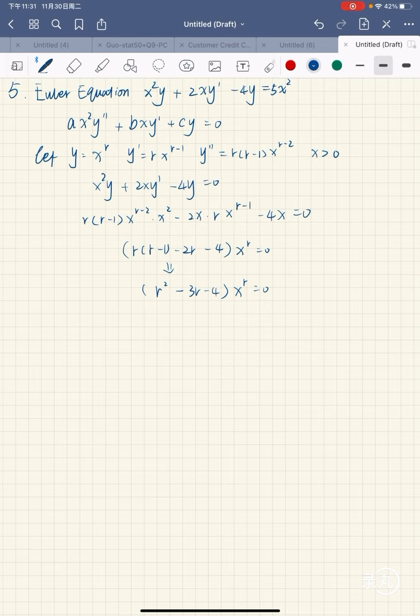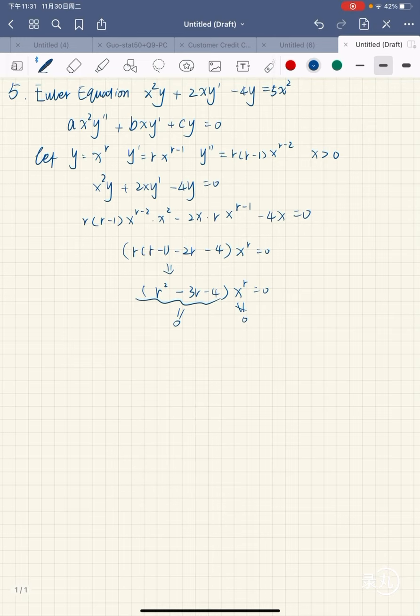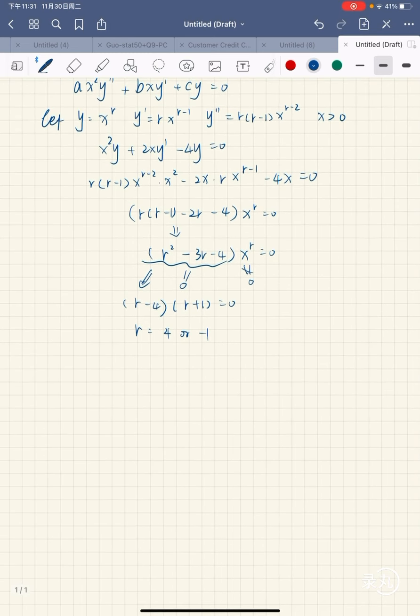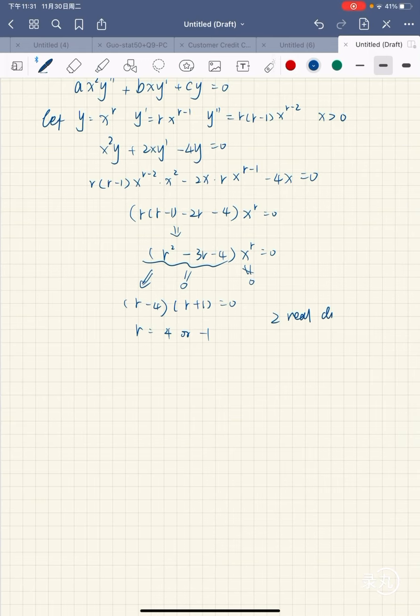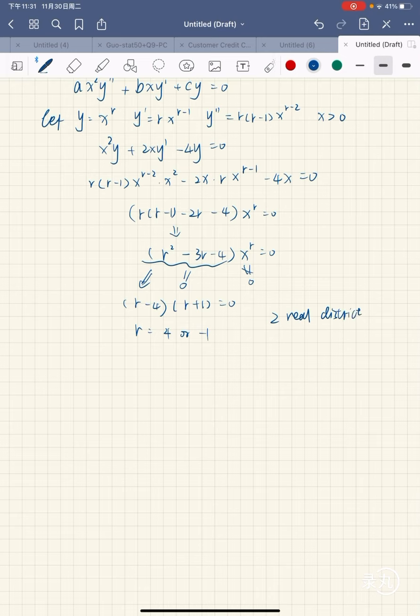So let's calculate the roots. So x to the power of r can't be 0, so this part will be 0. We can describe it like this: r minus 4 times r plus 1 equals 0. So r will be 4 or minus 1. And in this case, we have two real distinct roots.